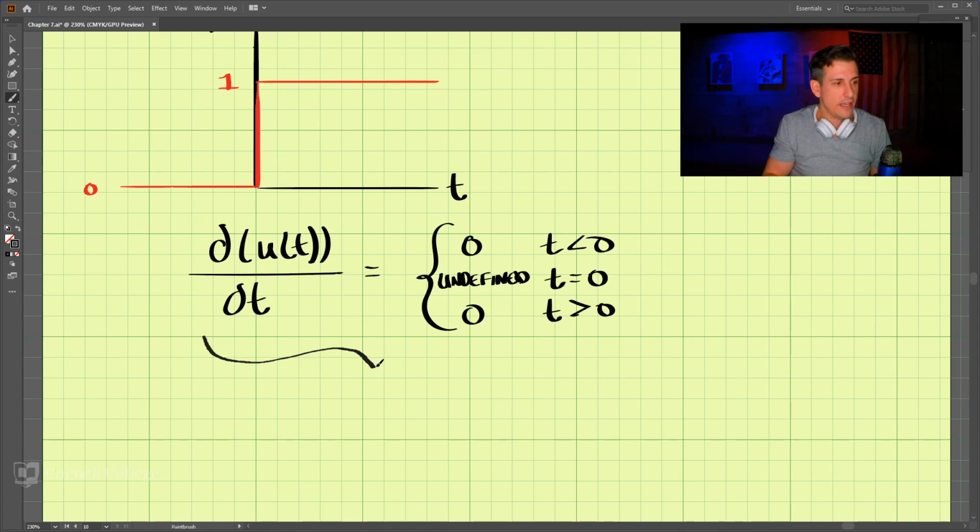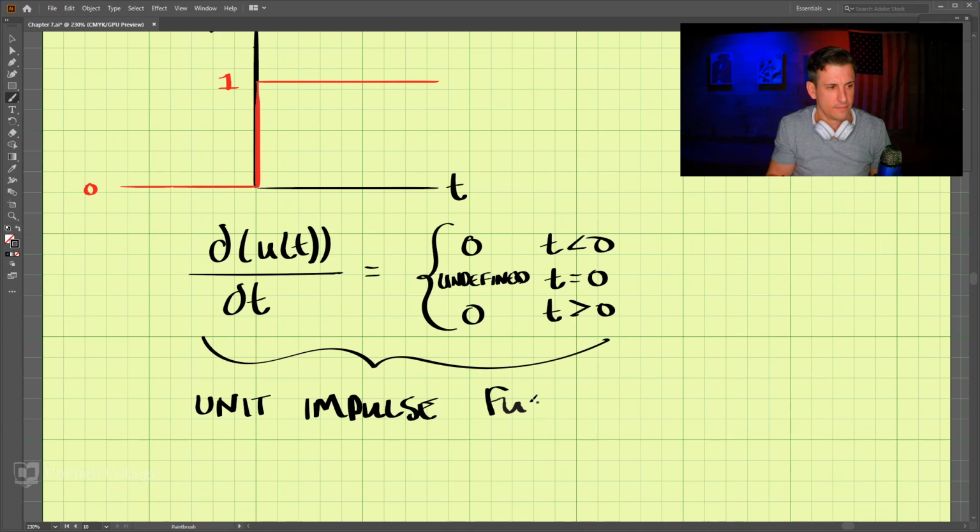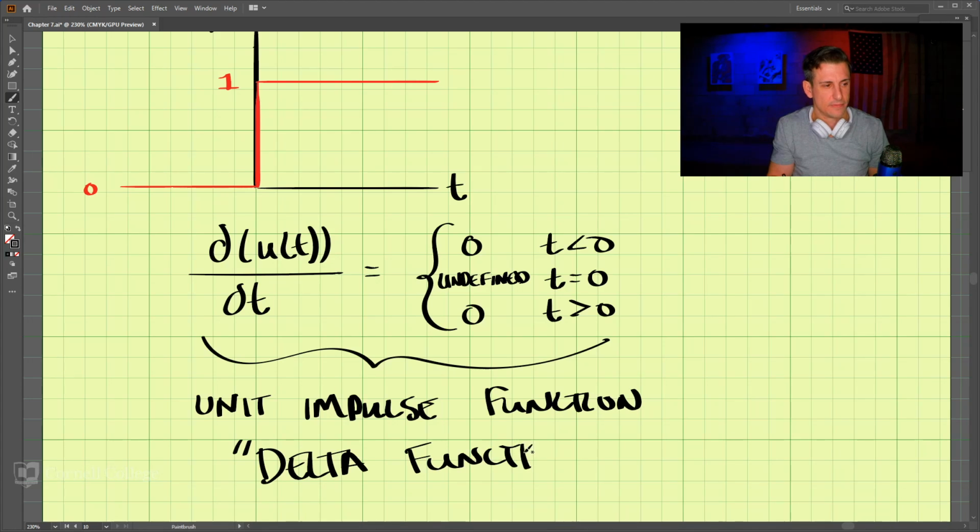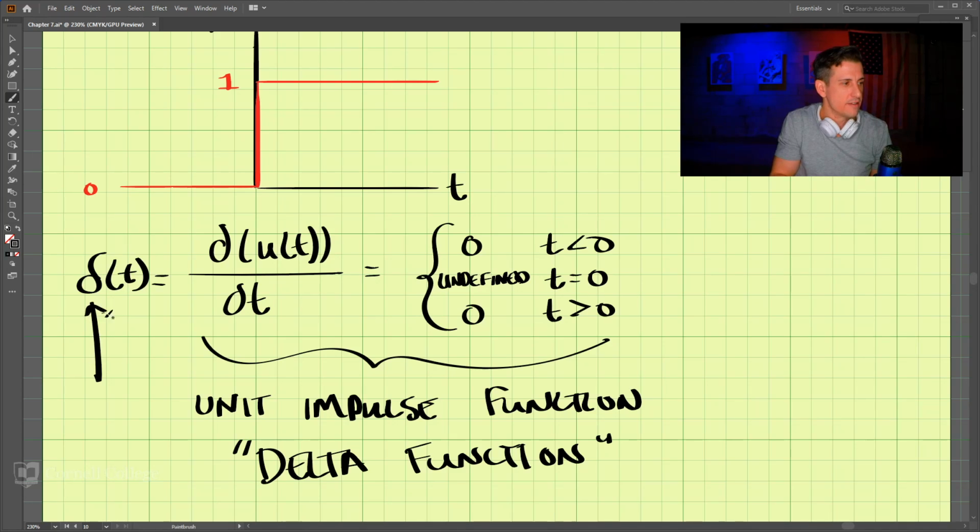And this term is called the unit impulse function. It is also known as the delta function, because we write this as delta of t. This is the Greek letter delta. So we sometimes call this the delta function here.